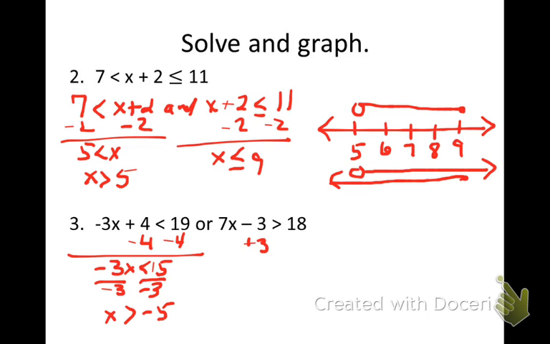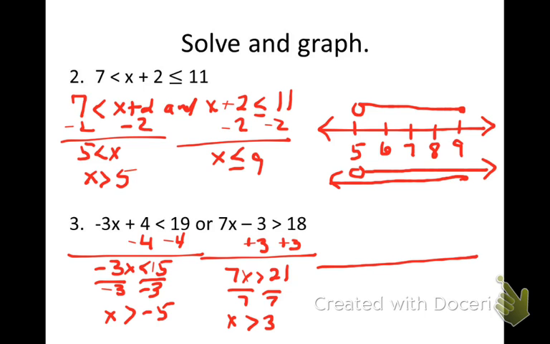Here we add 3 to both sides. 7x is greater than 21. Divide by 7. Here we're dividing by a positive, so we do not reverse it. Greater than 3. So we want to graph both of these.